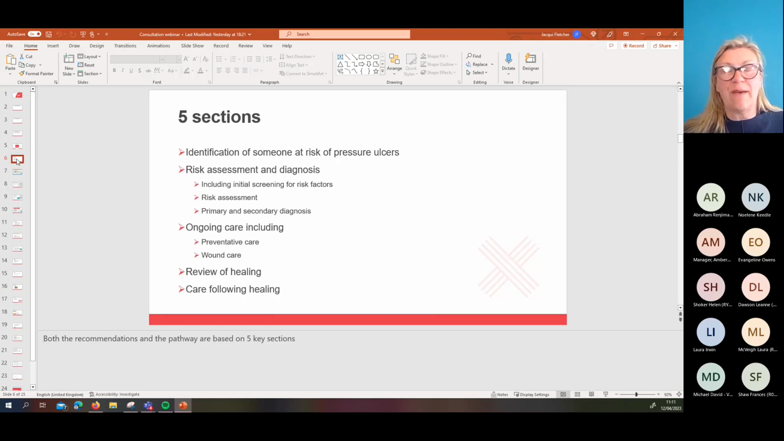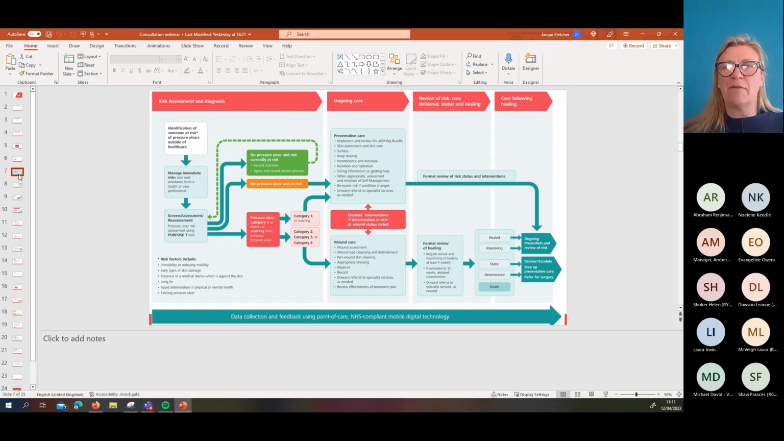The document covers 5 main areas. We look at the identification of somebody at risk of pressure ulcers. We look at risk assessment and diagnosis, ongoing care, review of healing, and care following healing. I'm going to start with the pathway because I think it's quite helpful to have a picture in your mind of what we're doing. And for me, one of the things that's very different about this pathway is the breadth of the pathway. So you will all maybe have in your own organisation something that talks about a patient being admitted and risk assessment occurring and preventative actions going into place, and then incident reporting if the patient develops a pressure ulcer.